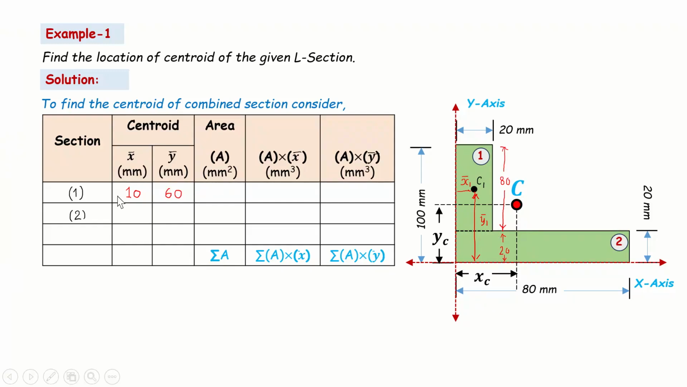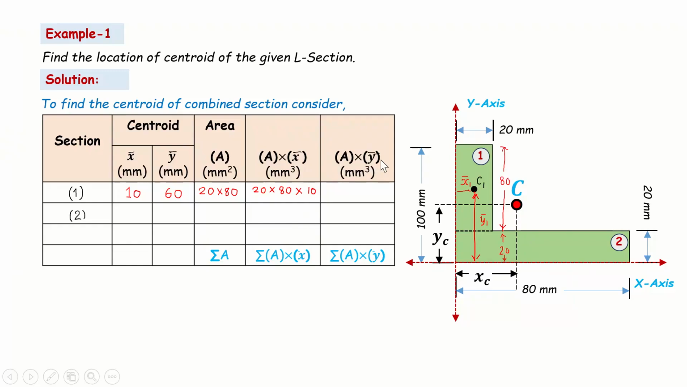Now for section 1 we have to find the area. Area is length times the height, so length is 20 and height is 80, so 20 into 80. The next one is A x bar, that is area times x bar. So 20 into 80 into x bar, which is 10. So this is going to be 20 into 80 into 10. The area is 20 into 80 and x bar is 10, so 20 into 80 into 10 we got over here.